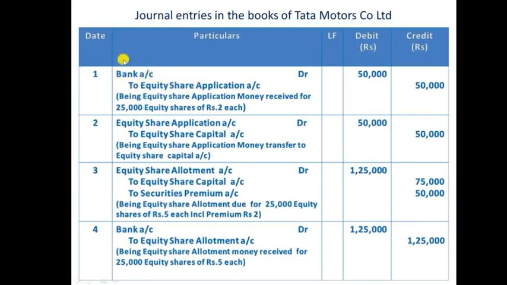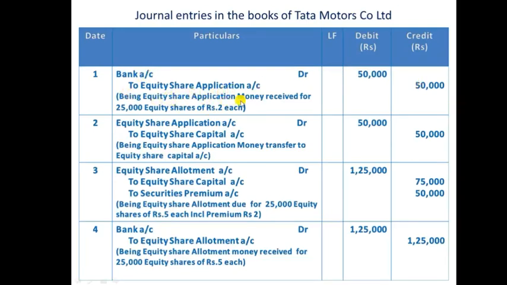Now the company's bank account is increasing, so we need to debit the bank 50,000 and credit equity share application 50,000. Here we debited the bank because, according to the American approach, when the bank balance increases we need to debit it. We are applying the asset rule here: bank is an asset, that's why we debited it, and we credited equity share application 50,000.